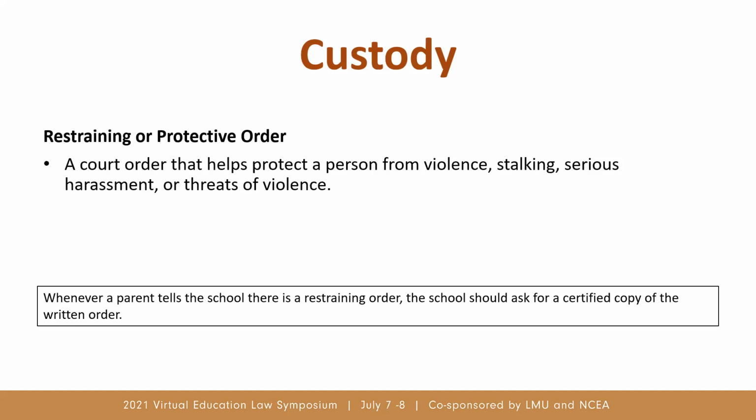Because the protective orders are tailored to a specific situation, it isn't sufficient to just know that that order is in place. It is very important to have a copy of that written order and to read the terms of each order to determine the duration of the order and what conduct that particular order prohibits. It's also extremely important to know if that order has been dissolved or modified. Whenever a parent tells the school that there is a restraining order, please ask for a certified copy of that written order and ask whether there are any other orders, such as any order dissolving, modifying, or extending that restraining order.